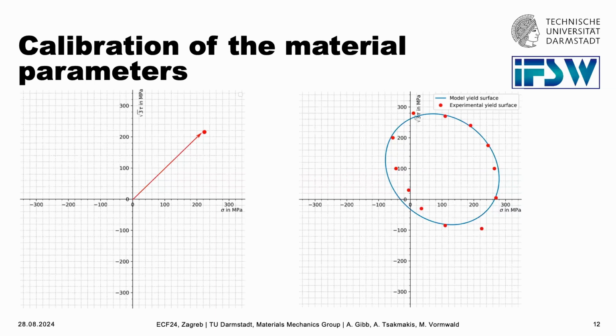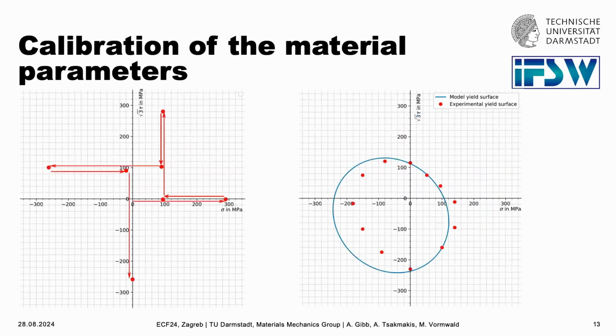So after our optimization, I want to show you just two results, two examples. For a proportional loading case, so we have combined tensile and torsional loading. And on the right-hand side, you can see the experimentally determined points on the yield surface and our model's yield surface. And you can see it fits quite good. It's not perfect, but it's okay.